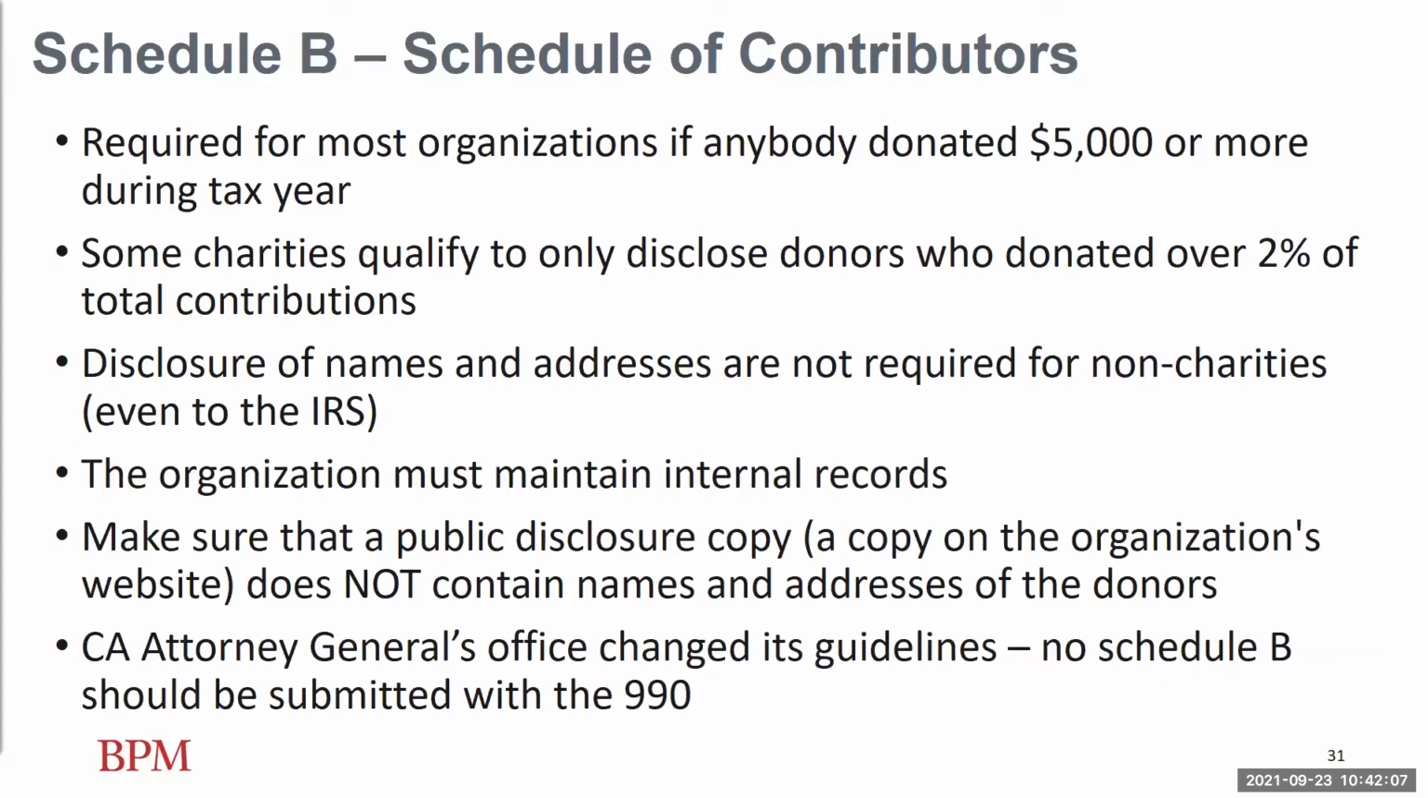If you're a charity and you meet the public support test, you might be able to use the 2% threshold, which means donations over 2% of your total revenue. So if you're a huge organization and you received, I don't know, $100 million of donations, 2% is a really big number. If you're a small organization and you have 100,000, 2% is a small number, so you go with 5,000. I want to say again, make sure the public disclosure copy does not have any names and addresses of the donors. And we already addressed California Attorney General Office guidelines. Next slide, please.